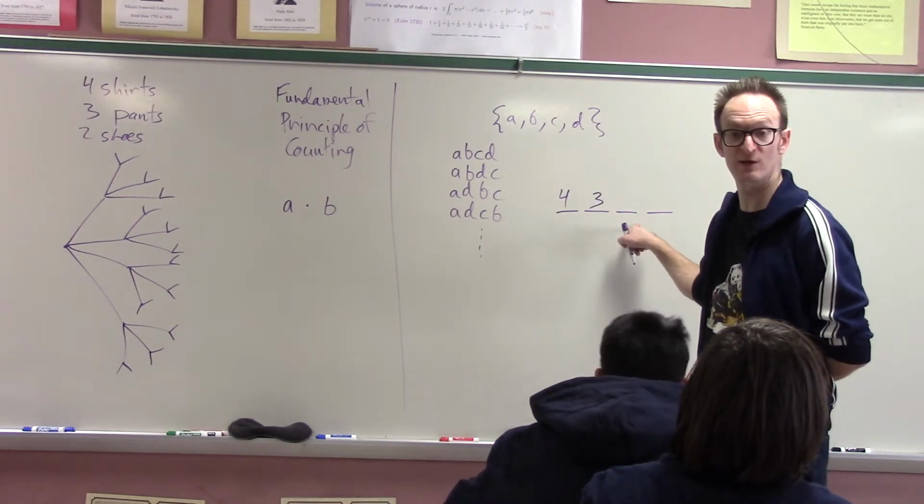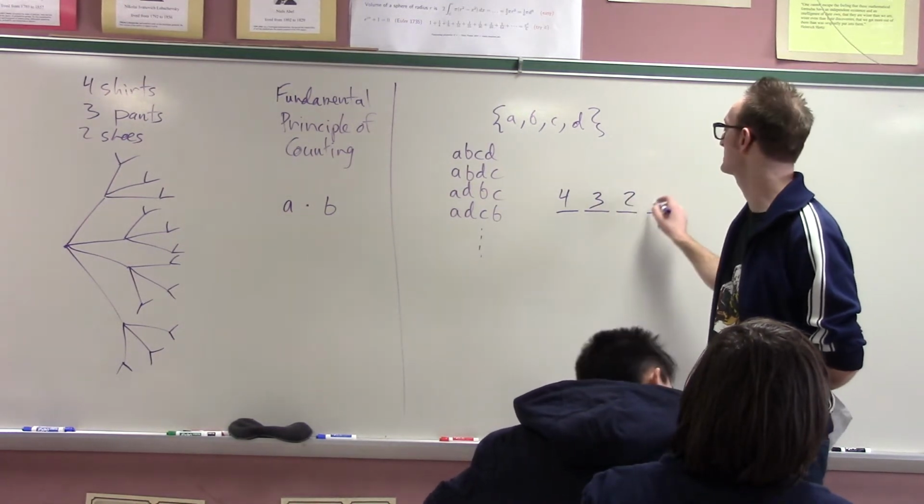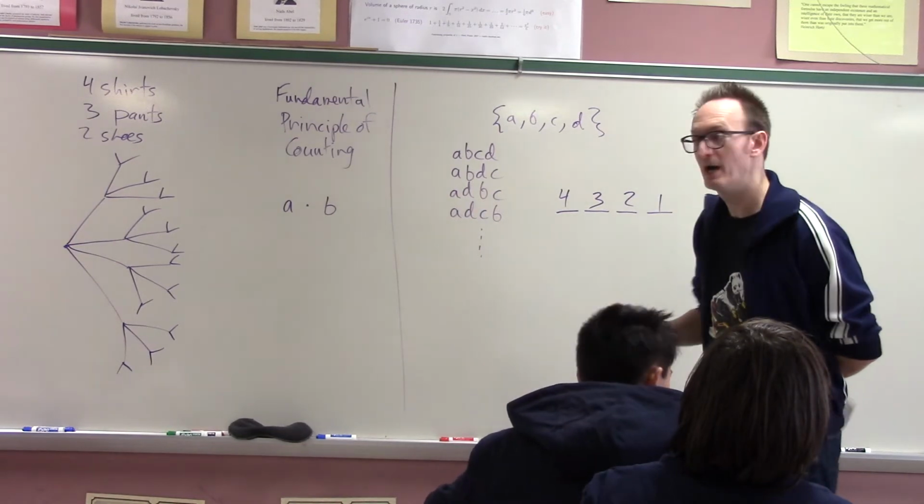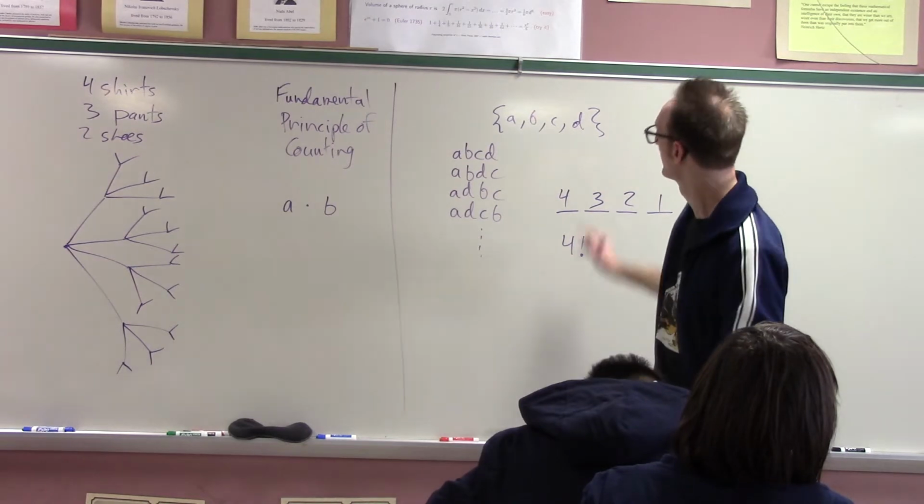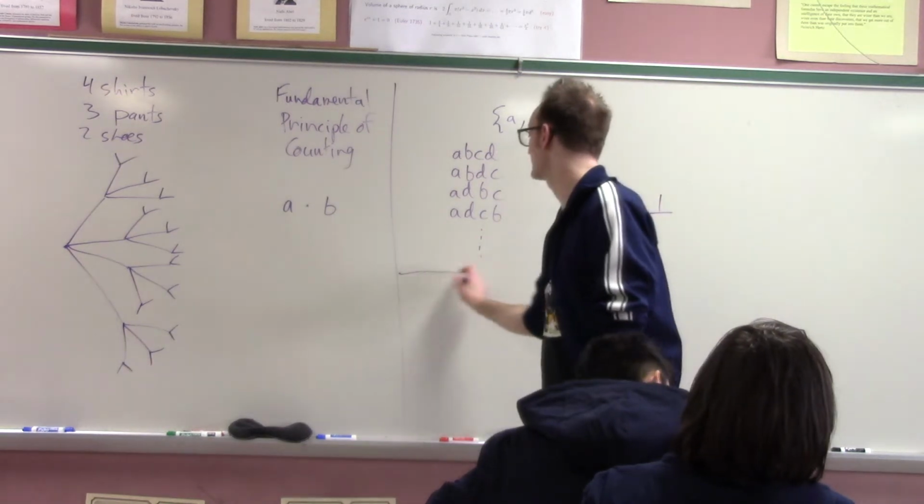How many choices do I have for which letter to come second? To come third? 2 choices, and then I just really have 1 choice. And so this is just 4 factorial. And in fact, we call this a permutation.